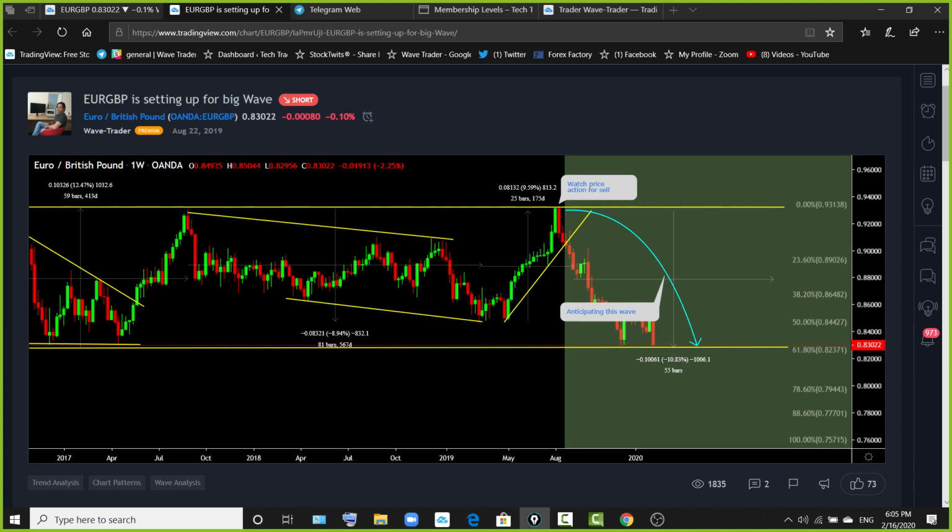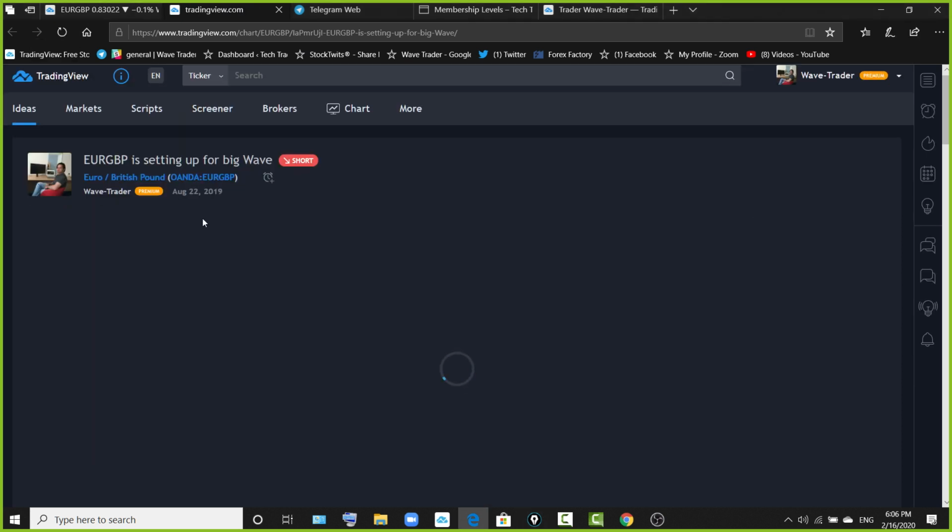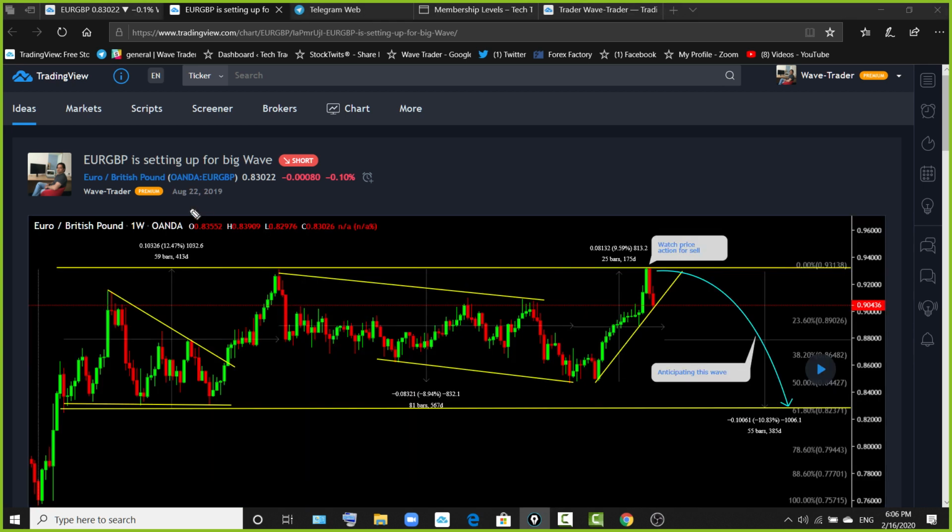So that's the reason, guys, why we normally stay bullish and bearish on both pairs. You can clearly see the chart you are having. If I refresh this chart, this is the weekly time frame chart, posted on the 22nd of August. And what we were looking for then was this to go down.